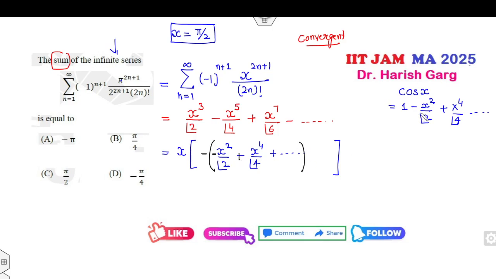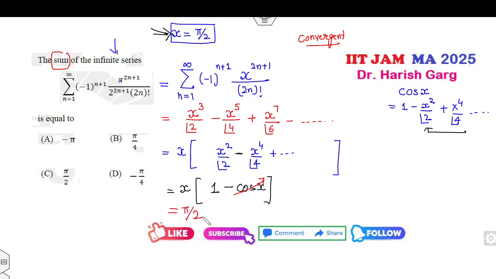Then I can write this series as 1 minus cos x. And what is the value of x? x is pi by 2, cos pi by 2 is 0. So the answer is pi by 2, which is the correct answer of this problem. And you can see that it's very simple. You just have to rearrange the given series in the given statement form.